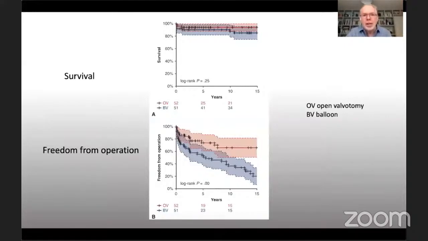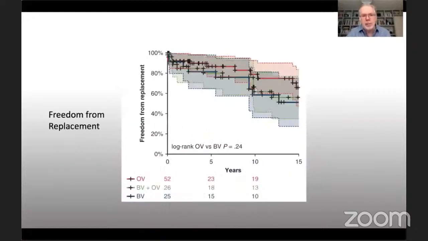And what they showed clearly, while survival was equivalent between the two groups, freedom from reoperation, and bear in mind these are neonates, is much, much worse in the balloon group than in the surgical group, equivalent numbers in the same center. Freedom from replacement is also worse, although it does not tend to reach the same level of significance. And there may be several reasons for that, including patients moving from one group to the next.